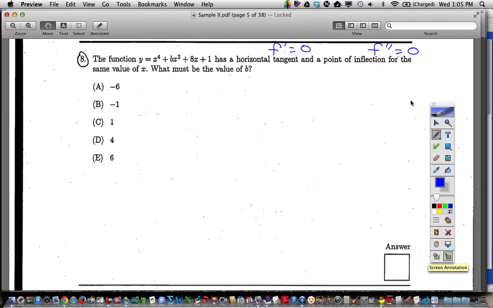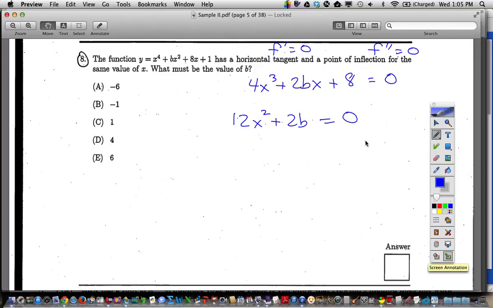So what's going to happen is you notice there's a b in there, so you're probably going to have this unknown. So if we can set up 2 equations, we can a lot of times find that value. Okay, so we're going to start with the derivative, which would be 4x cubed plus 2bx plus 8 equals 0. Okay, that's one fact, and it's at the same value of x now. Okay, and then we also want f double prime, which would be 12x squared plus 2b. We want that to equal 0.